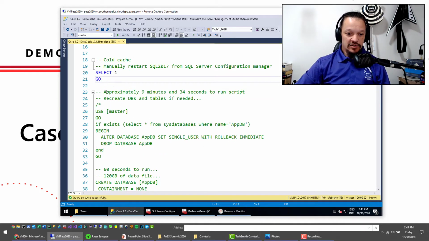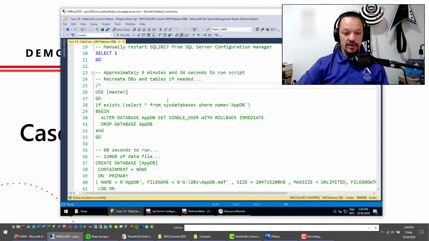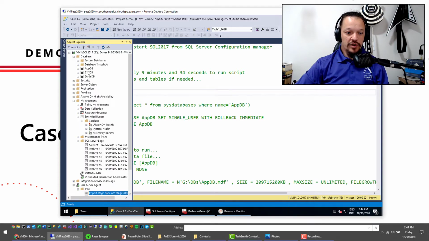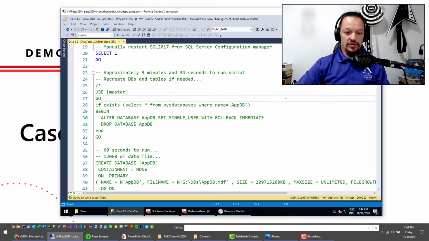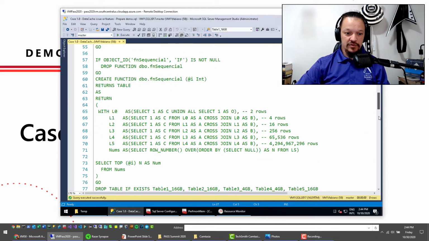While it's restarting, here you have the scripts to create the databases and the tables that I'm going to use in this test. You can create them yourself. I already did it, so I won't wait 9 minutes for the script to run. This is going to create two databases, the app DB and the stage DB, and several tables inside the databases, and we use those tables in the demonstrations.